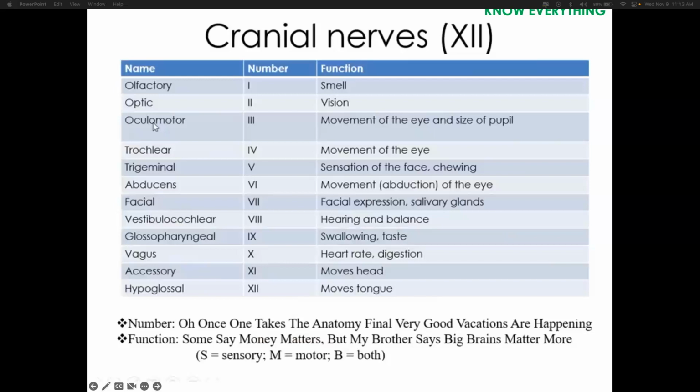Our glossopharyngeal nerve, number 9, has to do with swallowing and taste. So think your tongue. Our vagus nerve, number 10, deals with our heart rate and our digestion. Accessory is number 11, and that helps you move your head. And then your hypoglossal is number 12, which moves your tongue.